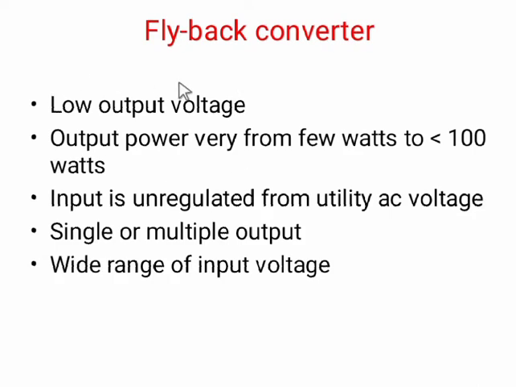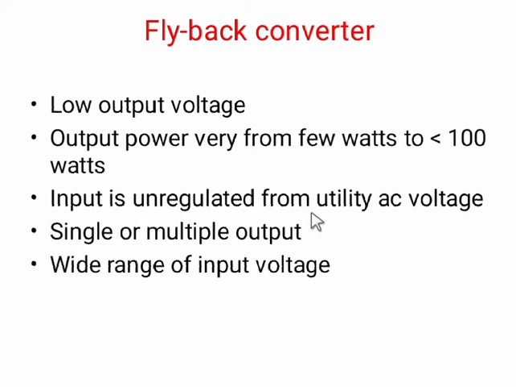So the basic specification of the flyback converters is that the output voltage is low. That means the flyback converters are used for low voltage applications. The output power varies from a few watts to less than 100 watts. That means its power rating is below 100 watts, whereas in the forward converter it is above 100 watts.